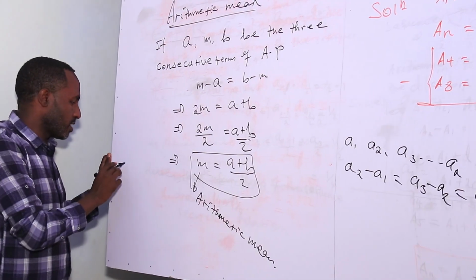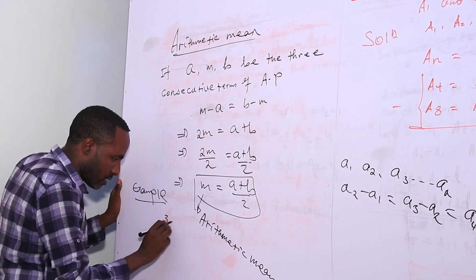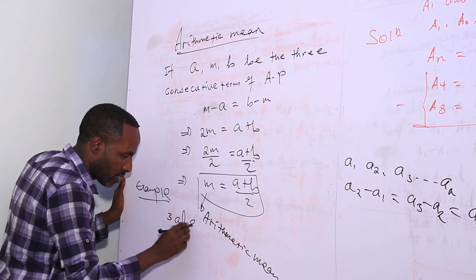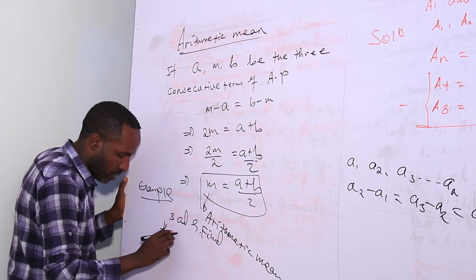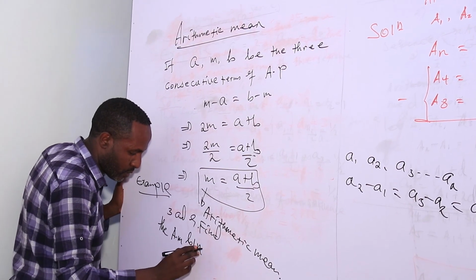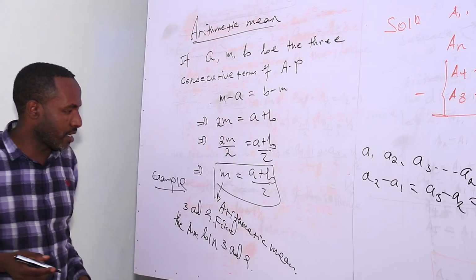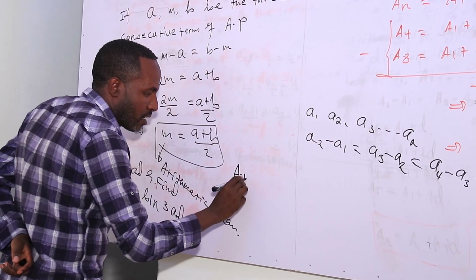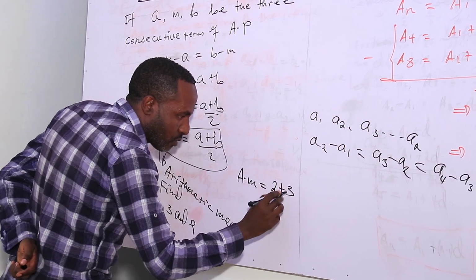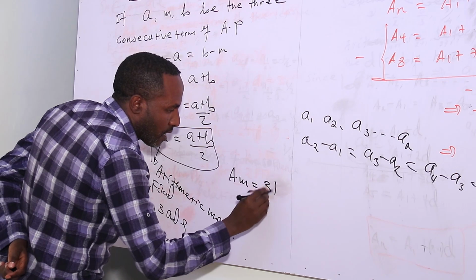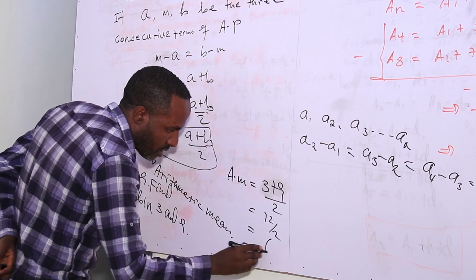Say, for example, given 3 and 9, find the arithmetic mean between 3 and 9, which means you have solved A and B. So here the arithmetic mean is simply A plus B over 2, which means 3 plus 9 over 2, which equals 12 over 2. So the value here is 6.